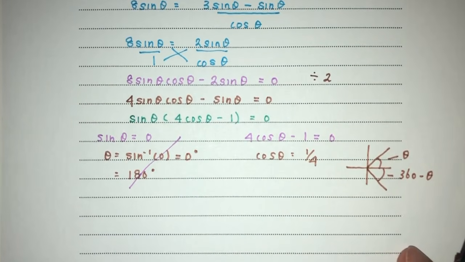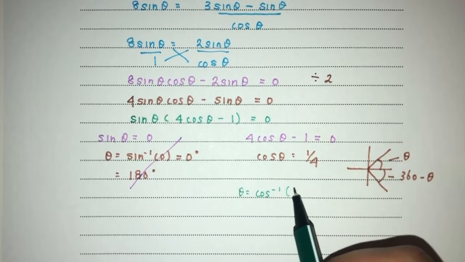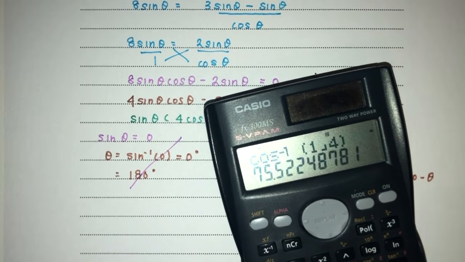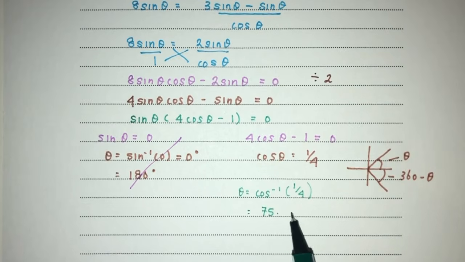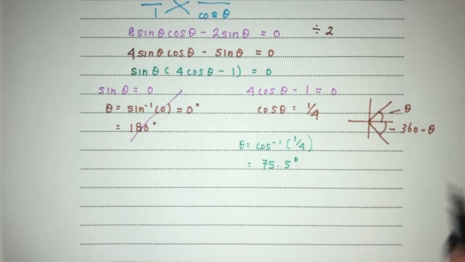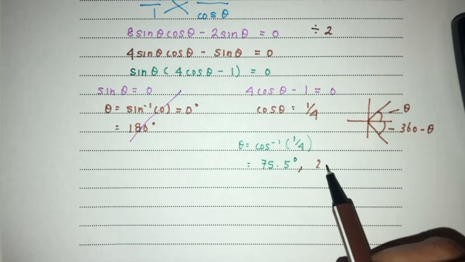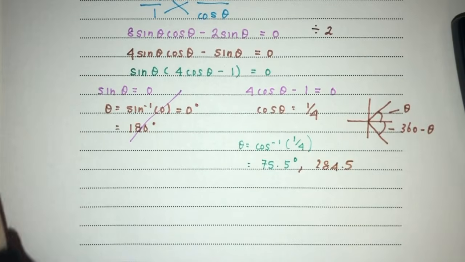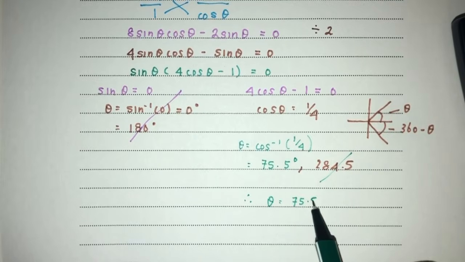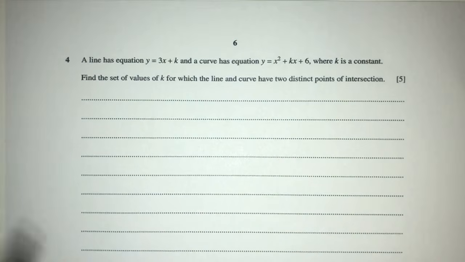So let's see what values we get for this one. Theta has to be cos inverse of 1 over 4. That will be 75.5 degrees. Now let's check the other value, which will be 360 minus 75.5. That should be 284.5. However, this value will be outside of the domain, so eventually theta can be 75.5 degrees as your answer. Okay, and this is your question number 3. Let's move on to question number 4.